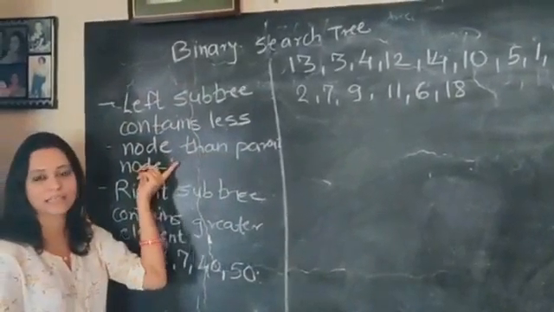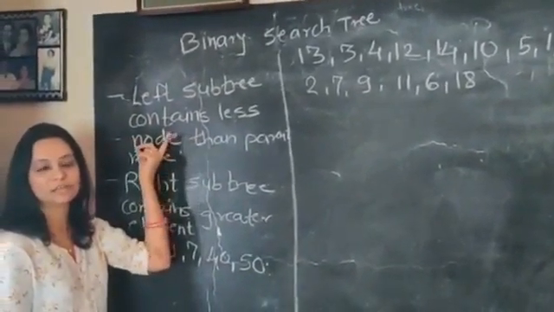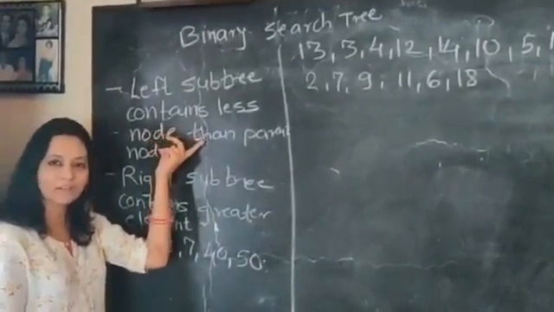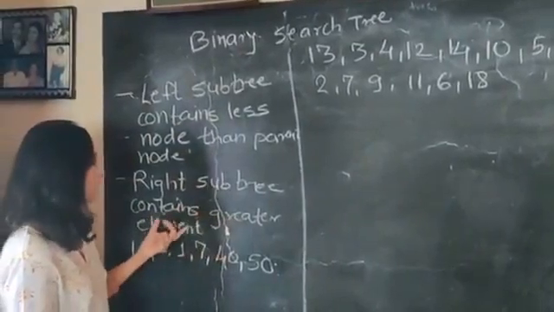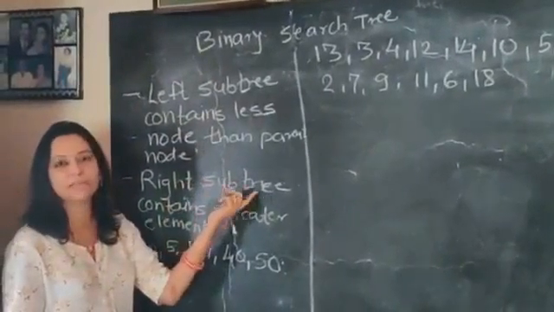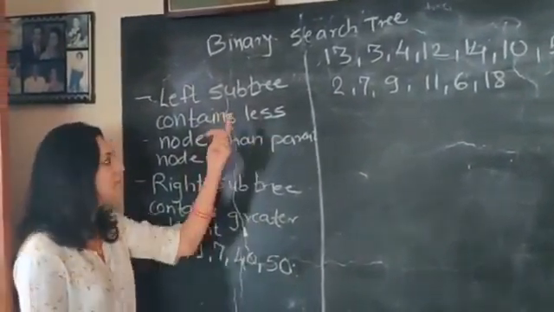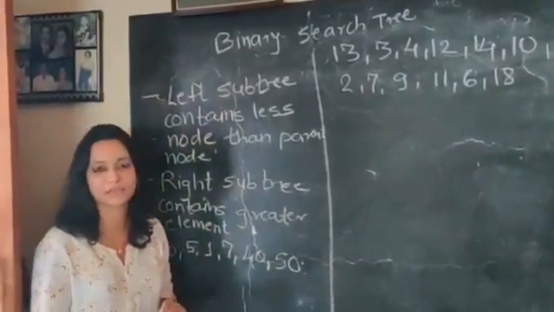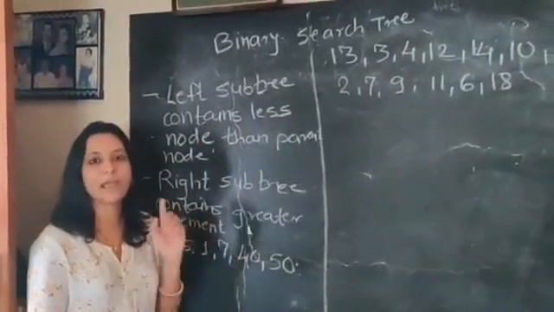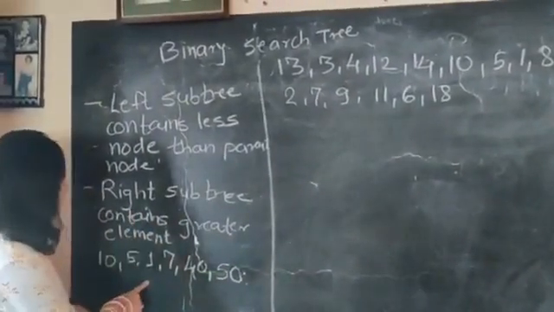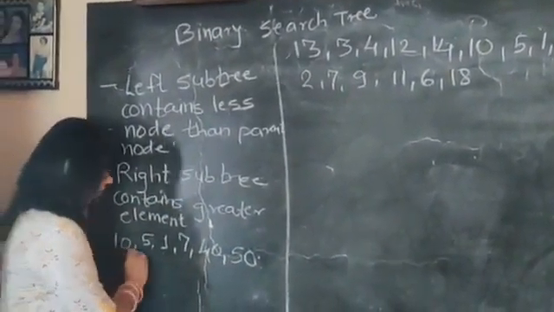So the main things of binary search tree are: the left subtree contains smaller nodes than the parent node. As I said, the smaller node is at the left side of the tree, and the right subtree contains greater elements. The right element is always greater than the parent node. This is nothing but the construction of a binary search tree. So the example will be: what is a binary search tree, and construct the binary search tree for the given elements.